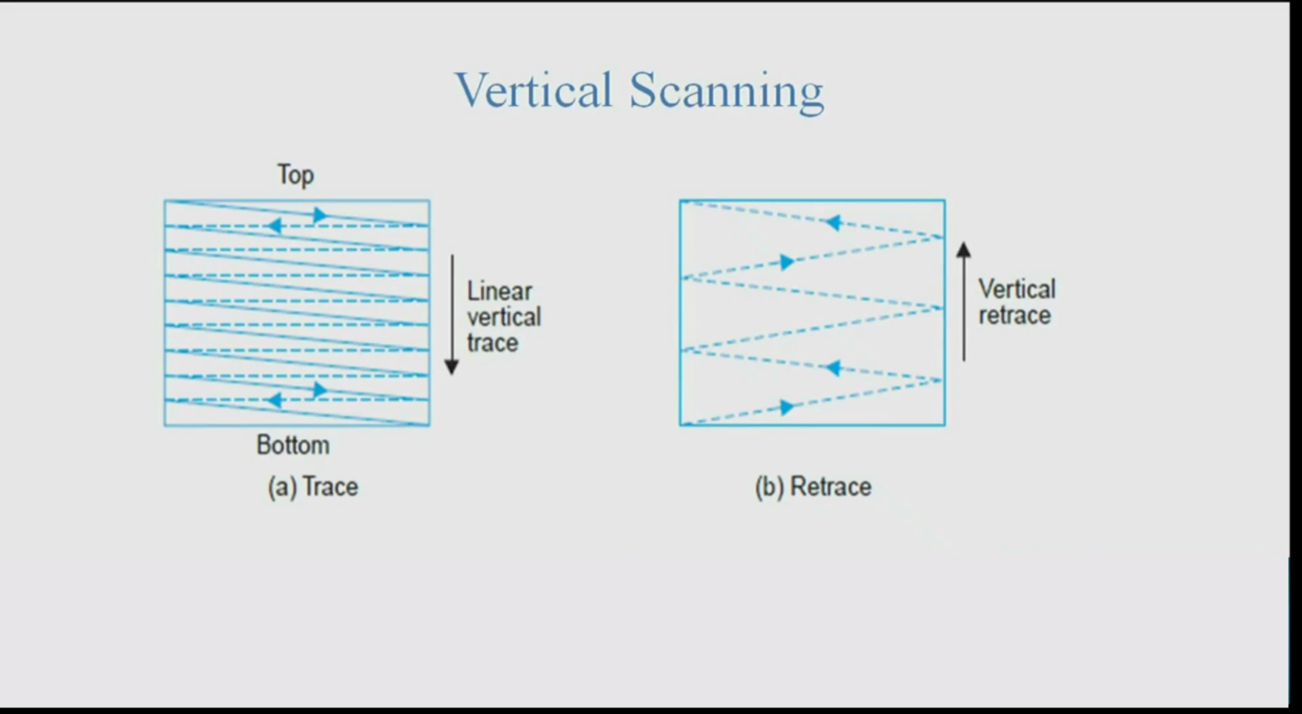Now vertical scanning is the same as the horizontal scanning. The vertical scanning starts from the top left hand side and reaches to the right hand side. This is called the trace path, and the dotted line shows the retrace path. The dash line shows the trace, and this is the retrace path. This is the linear vertical retrace, and the retrace is done with the help of this vertical direction.